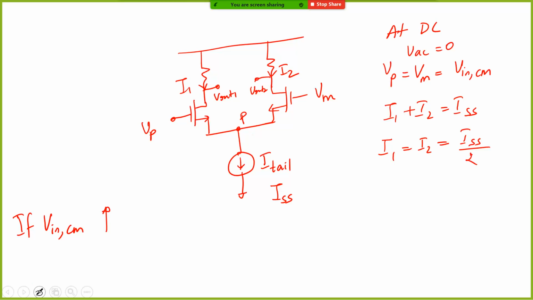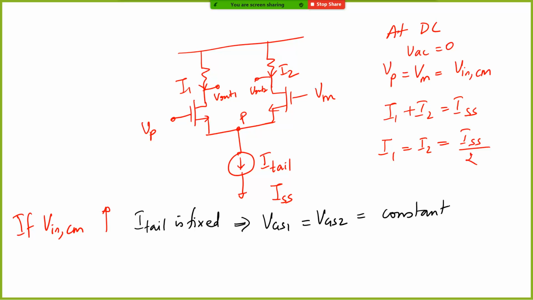Now if VCM increases, what will happen? Both VP and VM are increasing, right? But ITAIL is fixed. So what will this transistor do? Your gate voltage has gone up, your W by L is the same, and your current is also the same, which means VGS1 will be equal to VGS2, equal to a constant, because the current is being fixed by this current source at the bottom. You cannot go beyond ISS, right? So it will take only the VGS that is required for the transistor. Let's call it VGS naught. And the voltage across the tail current source will be Vin common mode minus VGS naught.